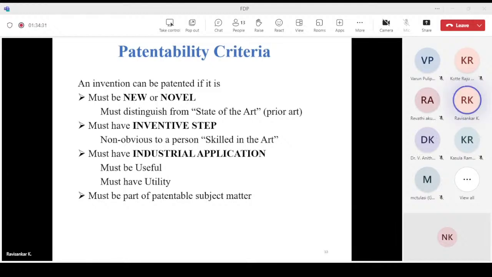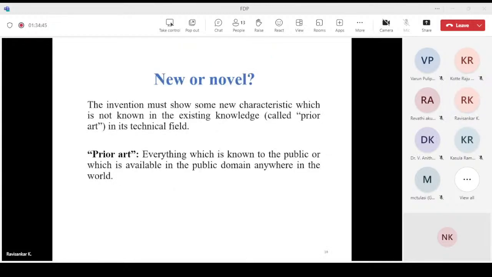So the patentability criteria: it should be new or novel, it should have an inventive step, it should have industrial application, and it should be part of patentable subject matter. New means it should not be known. The invention should have some new characteristic which is not known in the existing knowledge in its technical field.